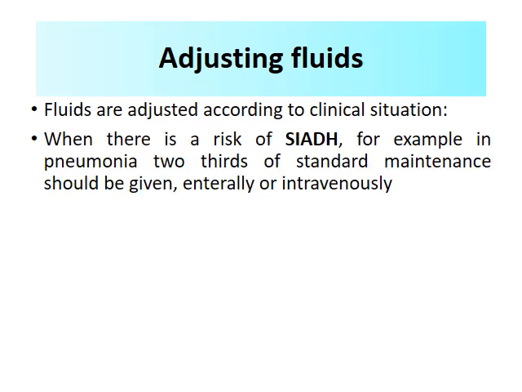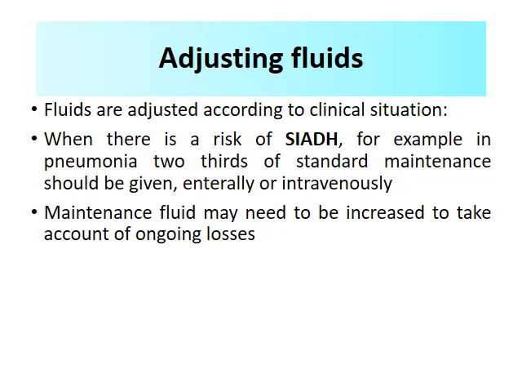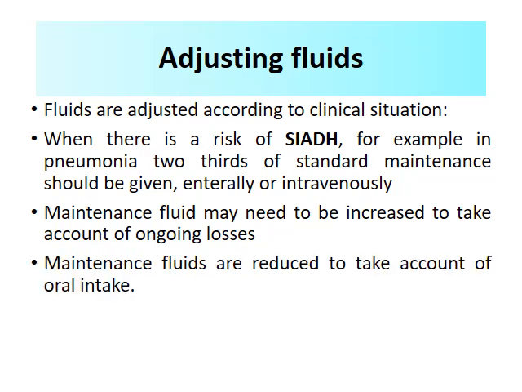There is a risk of SIAD. This is the syndrome of inappropriate antidiuretic hormone secretion. For example, in a case with pneumonia, two thirds of standard maintenance should be given because there is a higher risk of SIAD. Replacement can be enteral or intravenous, meaning by mouth or by intravenous line. Maintenance fluid may need to be increased to account for ongoing losses. If the child has fever, if the child has tachypnea, if the child is on a ventilator with a humidifier, all of this can affect the amount of fluid the child can take.